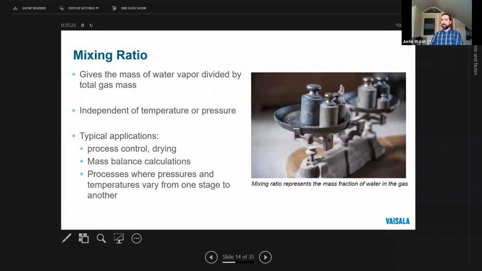The mixing ratio is a gravimetric unit, which calculates the weight of water vapor related to the weight of the other gas components. This unit is independent of temperature and pressure, making it useful in many processes with varying temperature and pressure conditions. It better represents an absolute quantity of the moisture present.